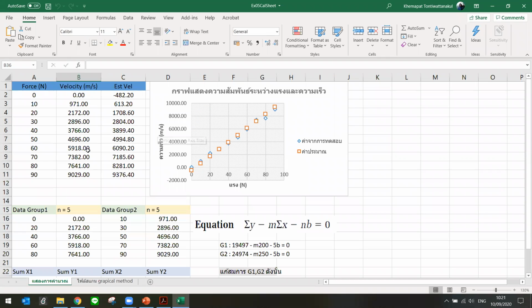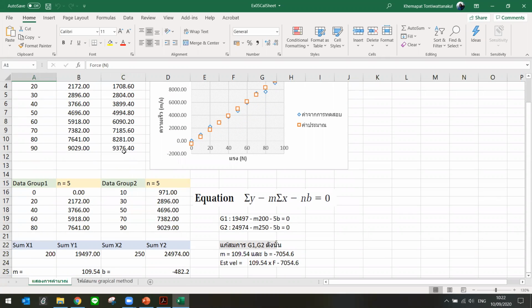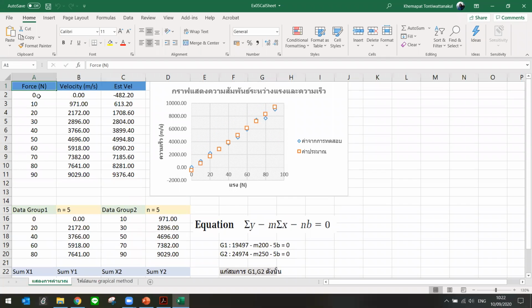The first option is you take it from your physics laboratory experiment. You take a sample, and you're going to find the relation between these two parameters. So in this case, force is the independent variable and velocity is the dependent variable. I plot the independent variable on the x-axis and the dependent variable on the y-axis like this. You will learn how to use curve fitting.